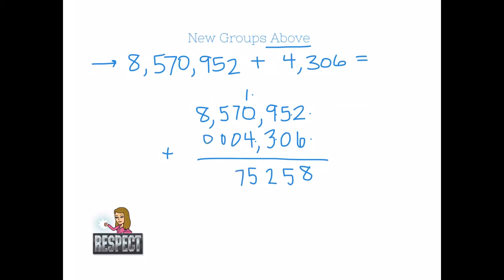them down because 7 plus 0 would give me 7. And I have 5 and 8. Now I'll make sure to place in my commas. So 1, 2, 3, comma, 1, 2, 3 spots, comma. So I end up with the answer 8,575,258.